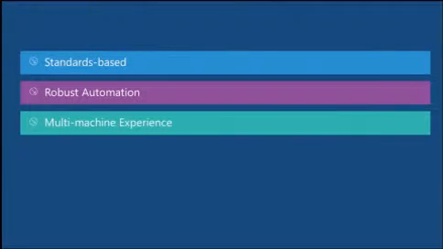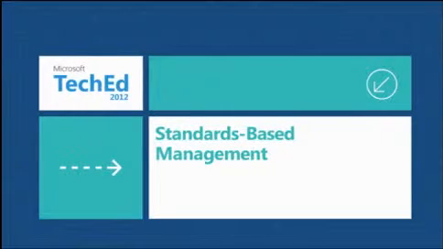Now, in order to do that, we have to change the things that we're doing. A lot of things that we do for a single server, we've got to rethink and reimagine in the context of lots of machines, okay? And so these fall down into the areas of standards-based management, robust automation, and multi-machine management, okay? So let's drill into those.